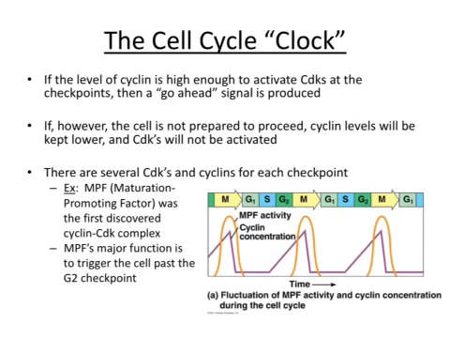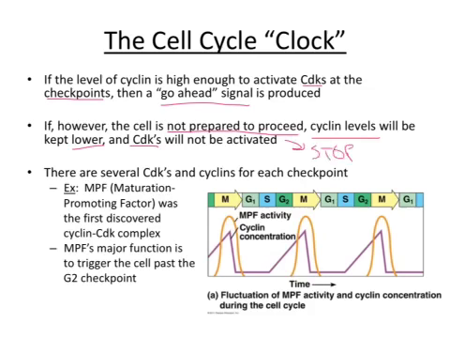Now you see that here in this picture, one example of this. If the level of a cyclin is high enough to activate the CDK, when we reach a checkpoint, then you get a go-ahead signal. If, however, on the other hand, the cell is not prepared to proceed, it will keep cyclin levels low, and the CDK won't activate, and you get a stop signal.